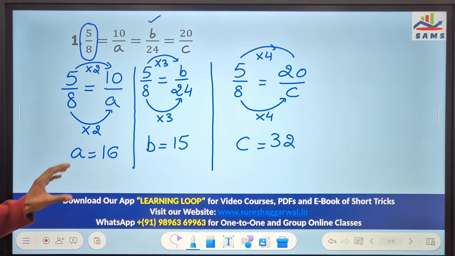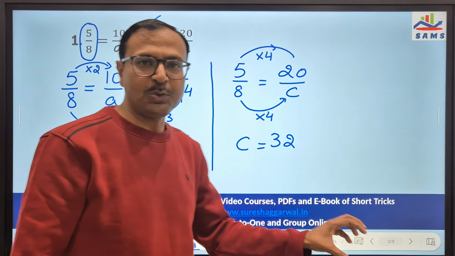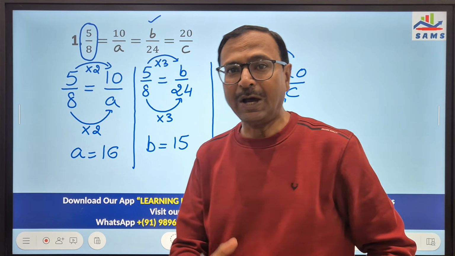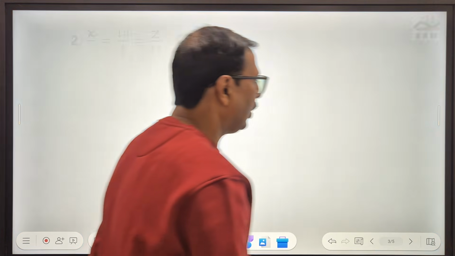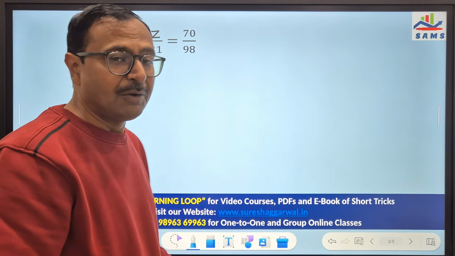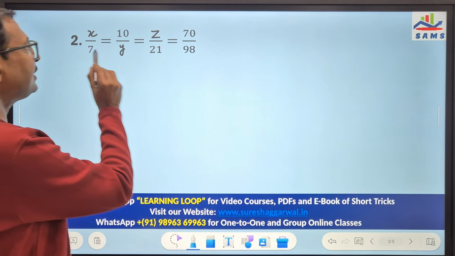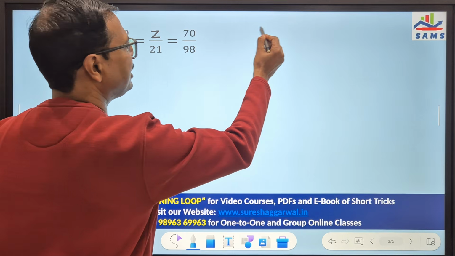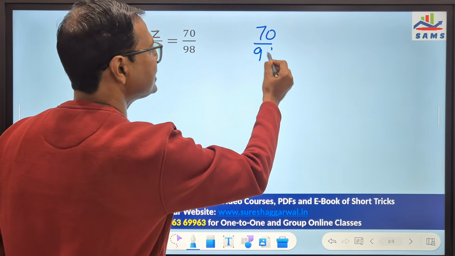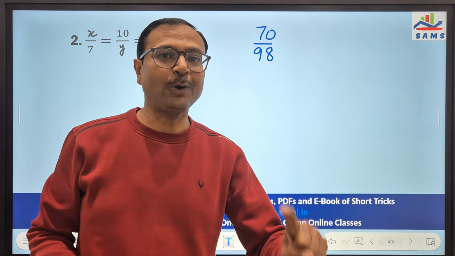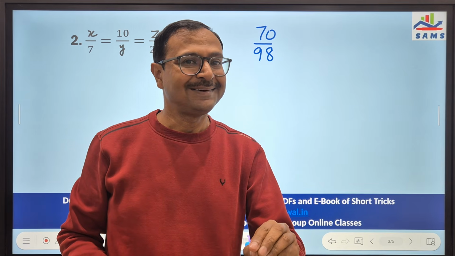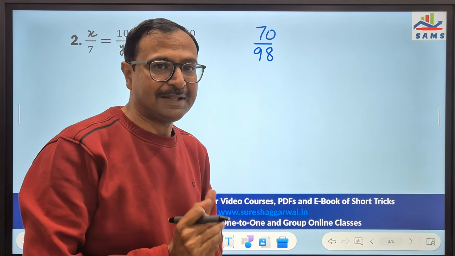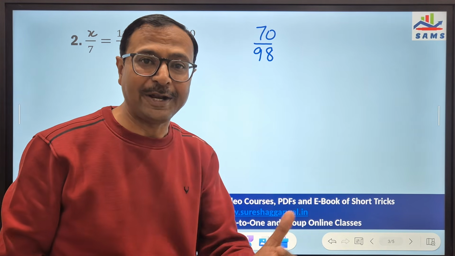So a is 16, b is 15 and c is 32, and that actually creates all the equivalent fractions. Now we will speed up and we will check how quickly this method works. One more important thing: here x, y, z, and here we have a known fraction 70 upon 98. Now the first thing is to know that 70 upon 98 is not in the lowest form. It is simplifiable. That means there are some common factors between numerator and denominator.